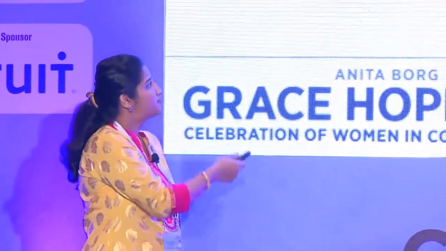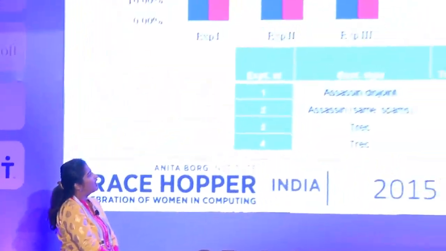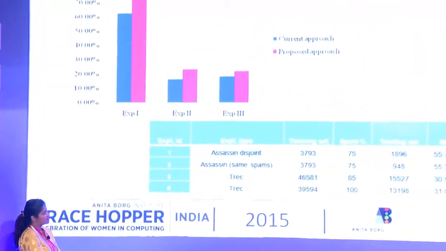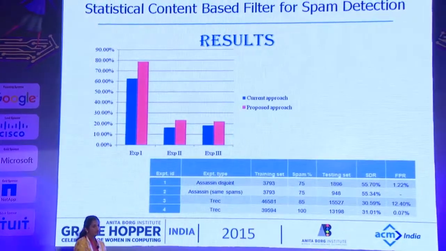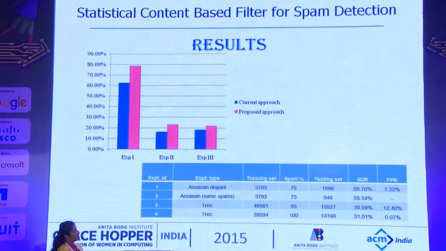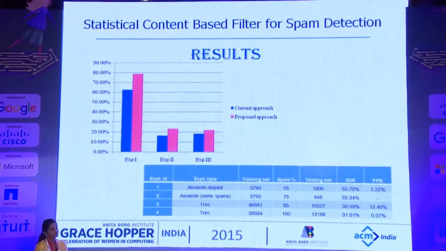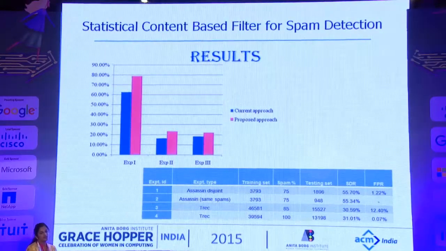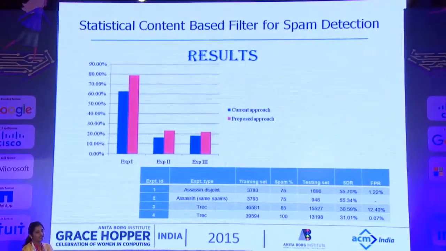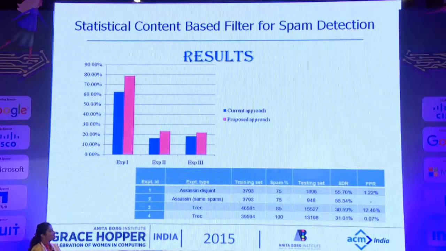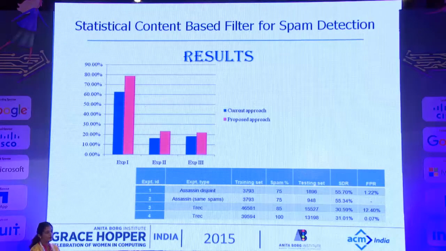We had experimental data sets with the assassination disjoints, where my training set was 3793 and the spam detection was 75%, and my testing set was just 1896 emails in the spam. And the SGR rate was 55.70%. The scalability was very high when compared to the previous IP or any of the other techniques, and the FPR rate is just 1.22%.